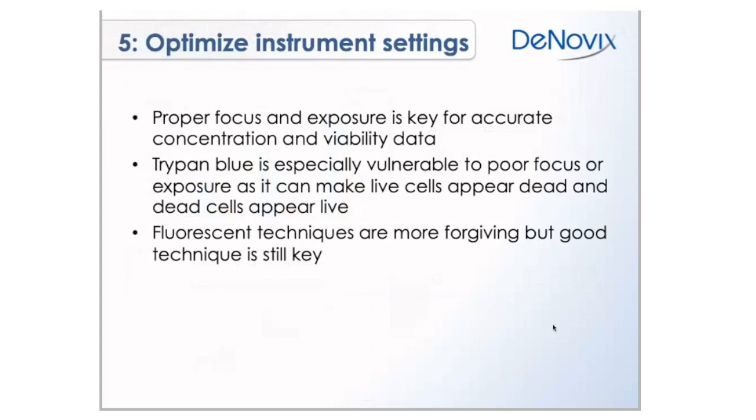Okay, so tip number 5, make sure that you optimize your instrument settings. When we talk about instrument settings, we're talking about things like focus and exposure. Making sure those are correct is very important to get accurate concentration and viability data, especially when you're talking about trypan blue. Trypan blue is very vulnerable to poor focus issues. Live cells may appear dead. Dead cells could appear live if the focus is not correct.